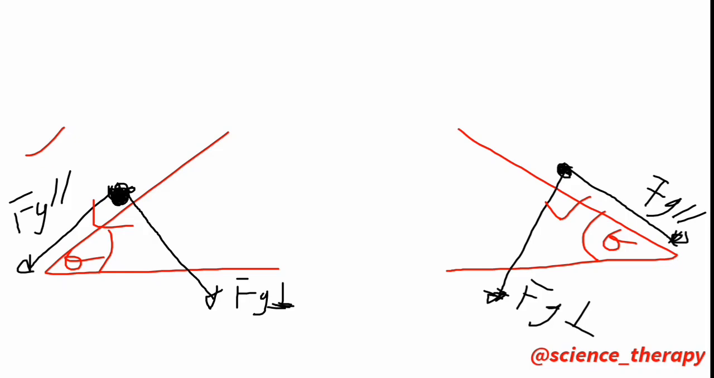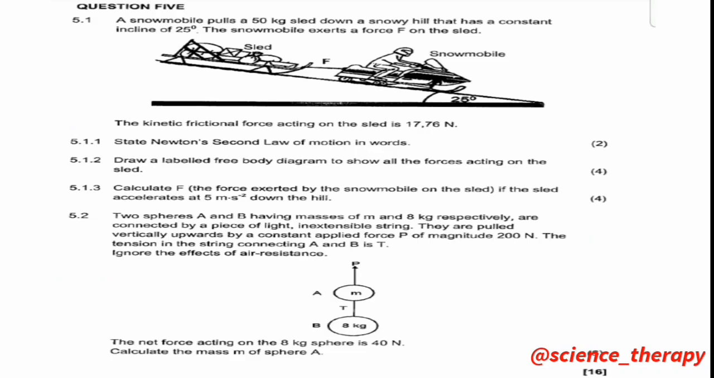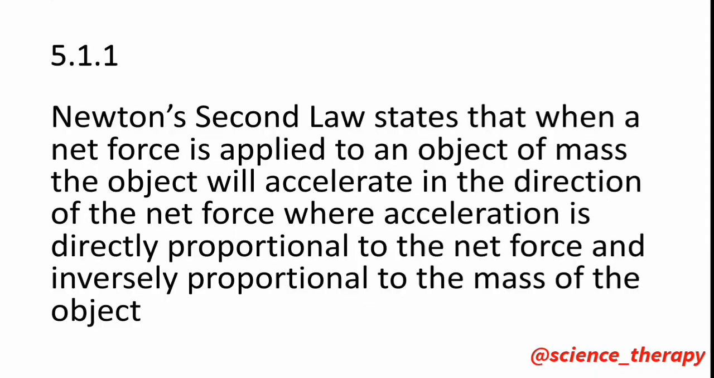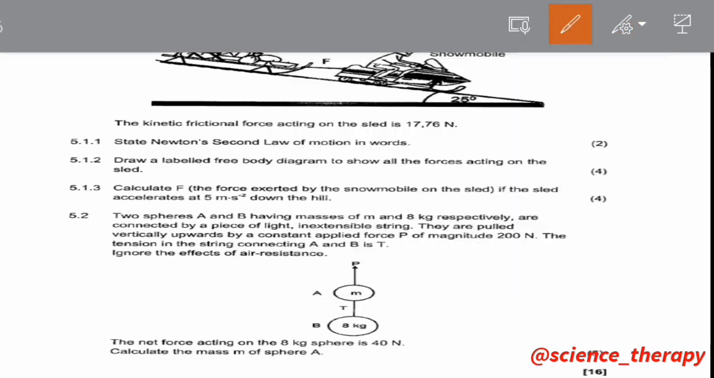Now let's get to the questions. Let's see what we are given here. Question 5 says a snowmobile pulls a 50 kg sled down a snowy hill that has a constant incline of 25 degrees. The snowmobile exerts a force F on the sled. Now we can see that we are given a diagram like that. Then just below the diagram it says the kinetic frictional force acting on the sled is 17.76 newtons. So we are given the kinetic frictional force.